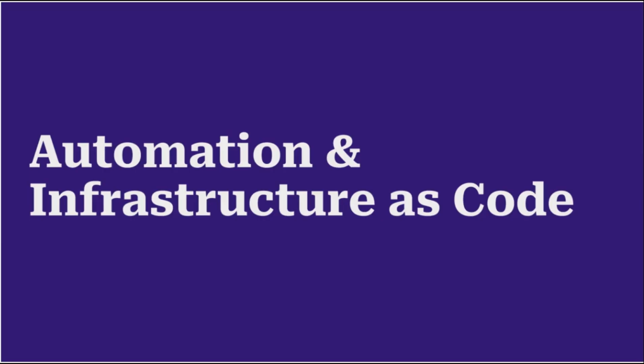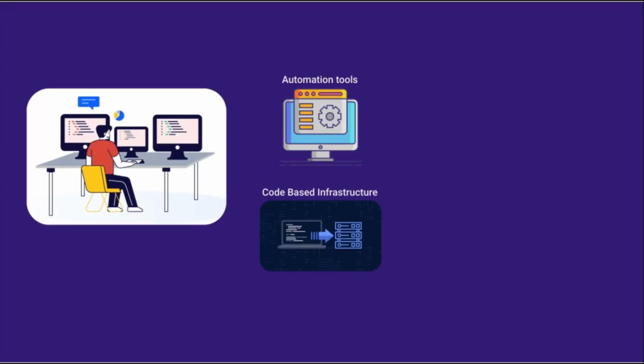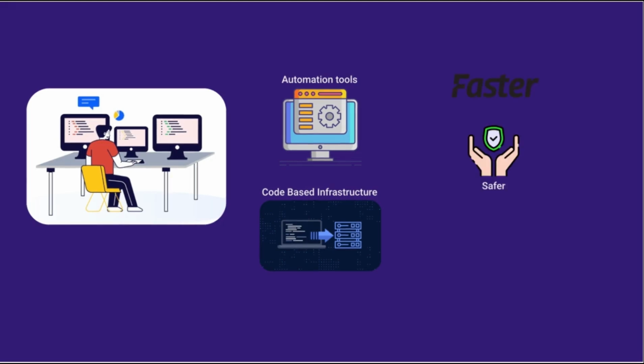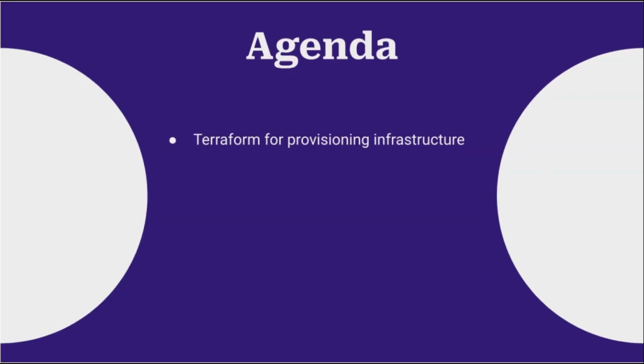And welcome to the 5th lesson of the Site Reliability Engineering course, where we shift gears and dive into one of the most powerful strategies for reducing toil and boosting system reliability: automation and infrastructure as code, or IaC. In this lesson, we'll walk through how SREs use automation tools and code-based infrastructure to make operations faster, safer, and repeatable.